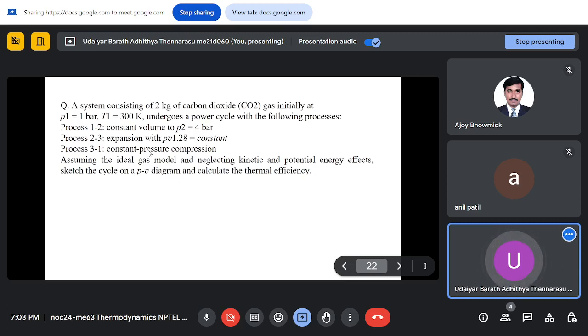Process 1-2 is constant volume to a pressure of 4 bar, then process 2-3 is expansion with PV raised to power 1.28. This is PV raised to power gamma, so gamma is 1.28, which is constant. Then process 3-1 is constant pressure compression. Assuming the ideal gas model and neglecting kinetic and potential energy effects, sketch the cycle on a PV diagram and calculate the thermal efficiency.